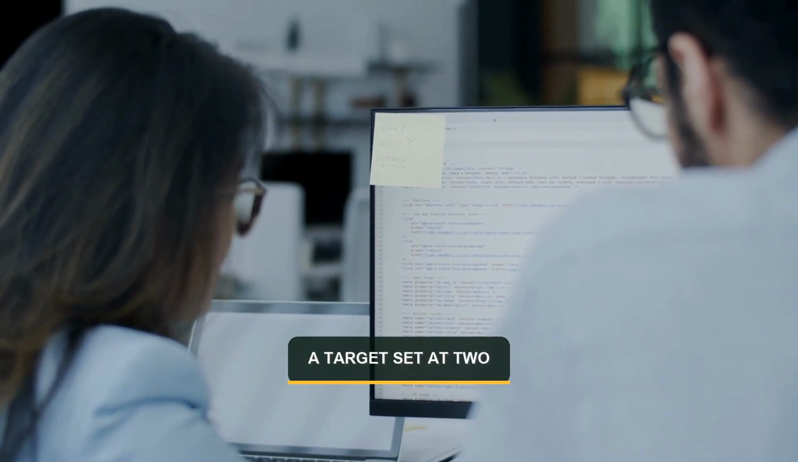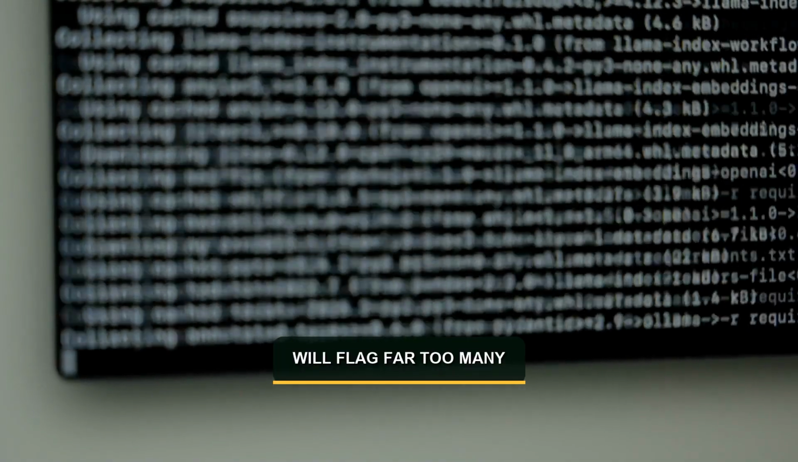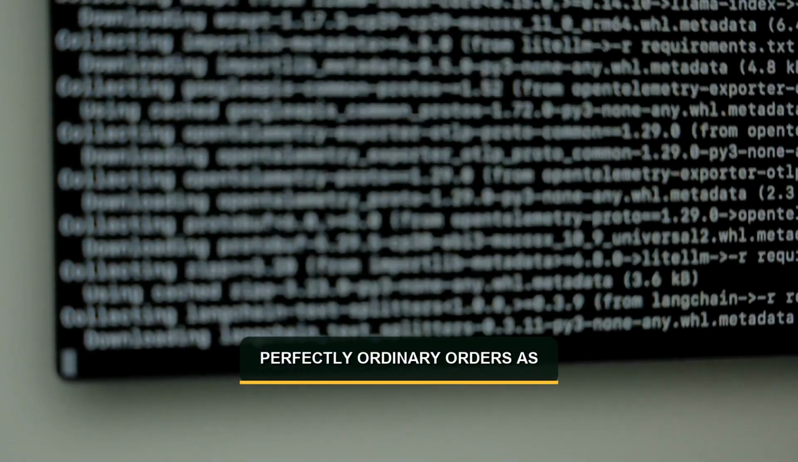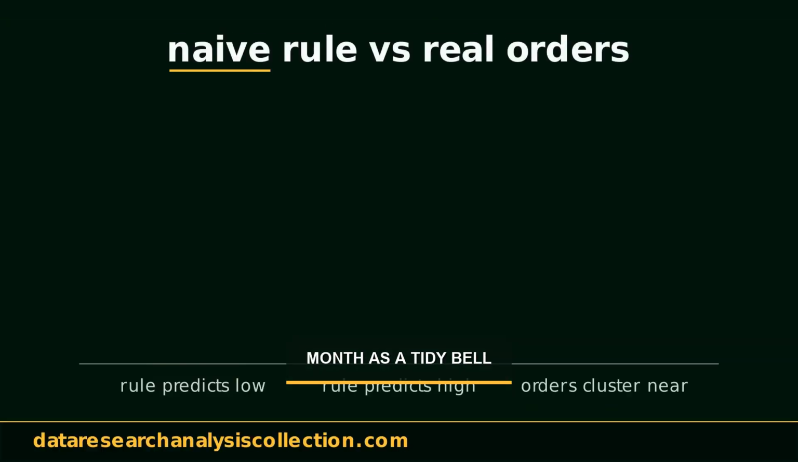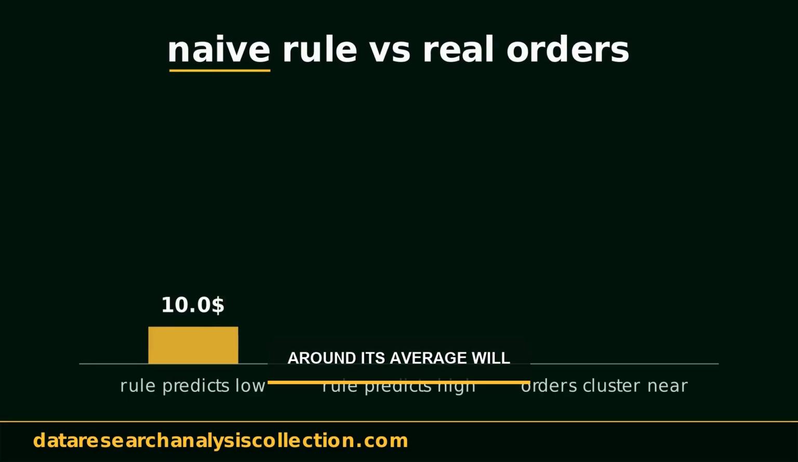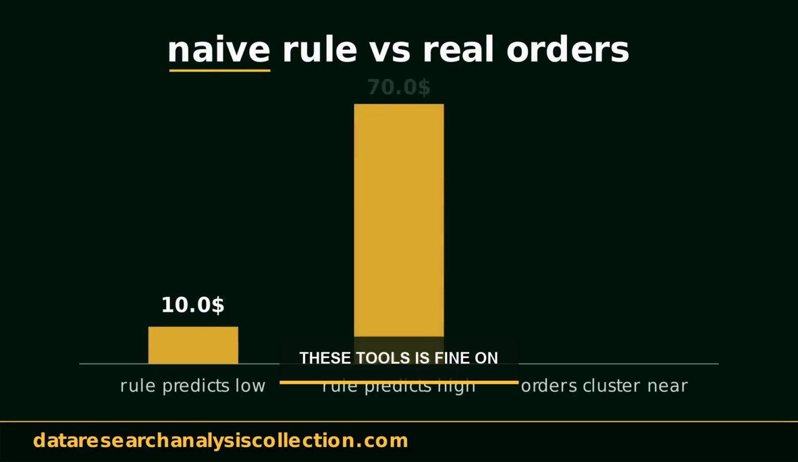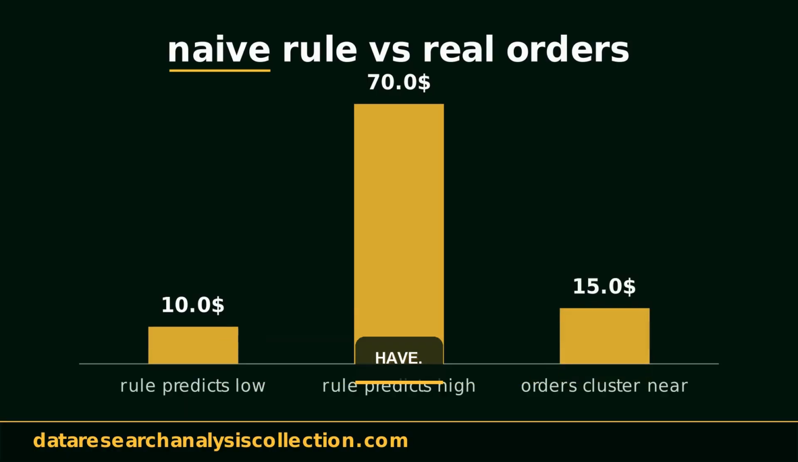A target set at 2 standard deviations will flag far too many perfectly ordinary orders as unusual when your data is skewed. An alert that fires whenever a number leaves its expected band will cry wolf all day long. A forecast that treats next month as a tidy bell around its average will badly underprice the chance of a monster month or a dead one. Every one of these tools is fine on genuinely normal data and quietly misleading on the lopsided data most of us actually have.